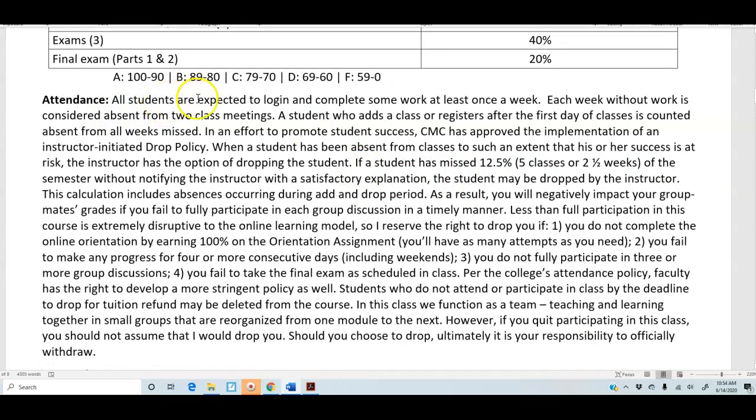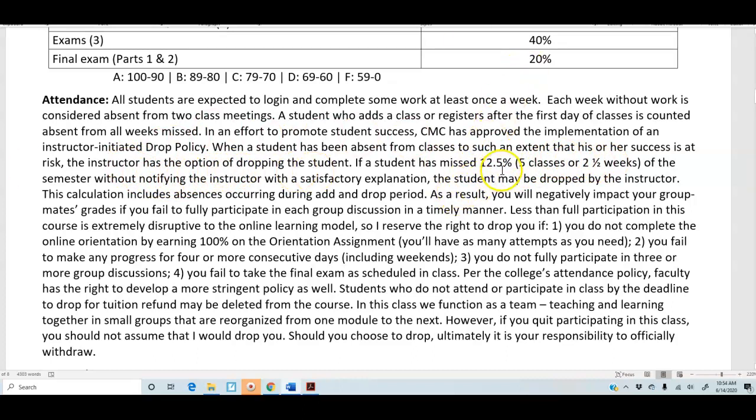Attendance. All students are expected to log in and complete some work at least once a week. Each week without work is considered absent from the 2 class meetings. A student who adds a class or registers after the first day of classes is counted absent from all weeks missed. In an effort to promote student success, CMC has approved the implementation of an instructor-initiated drop policy. When a student has been absent from classes to such an extent that his or her success is at risk, the instructor has the option of dropping the student.